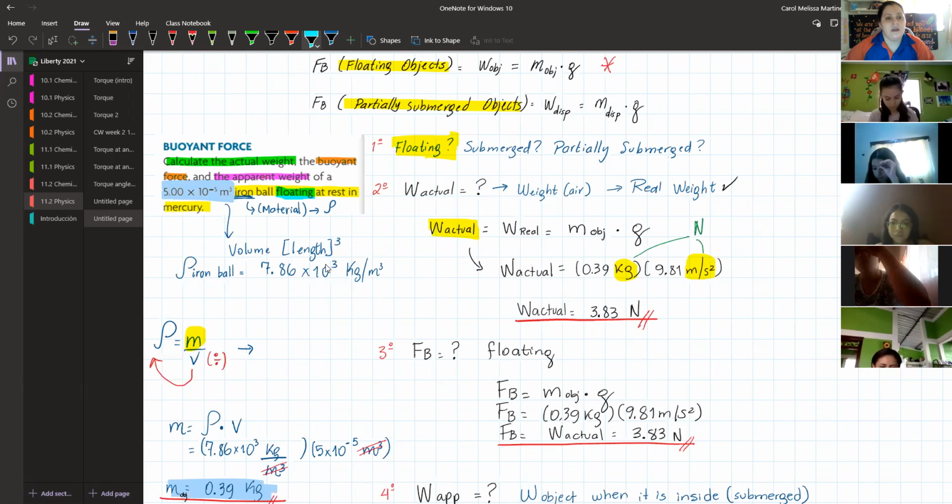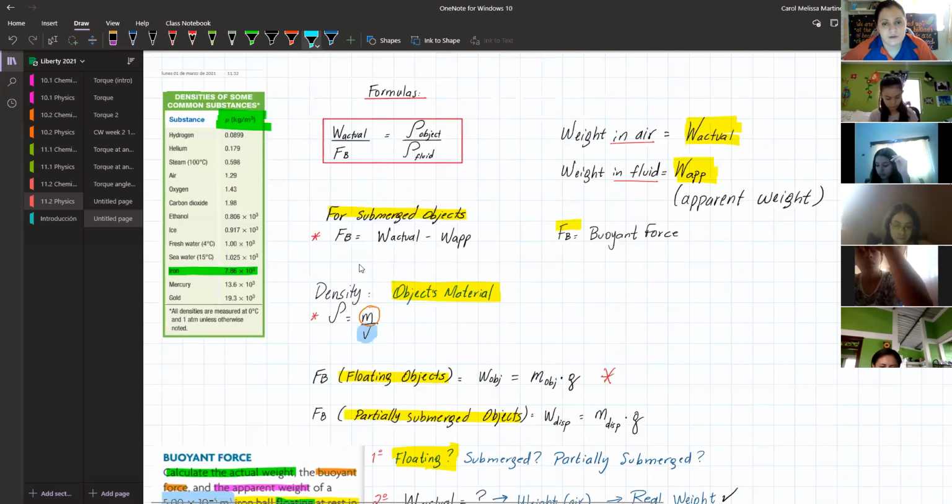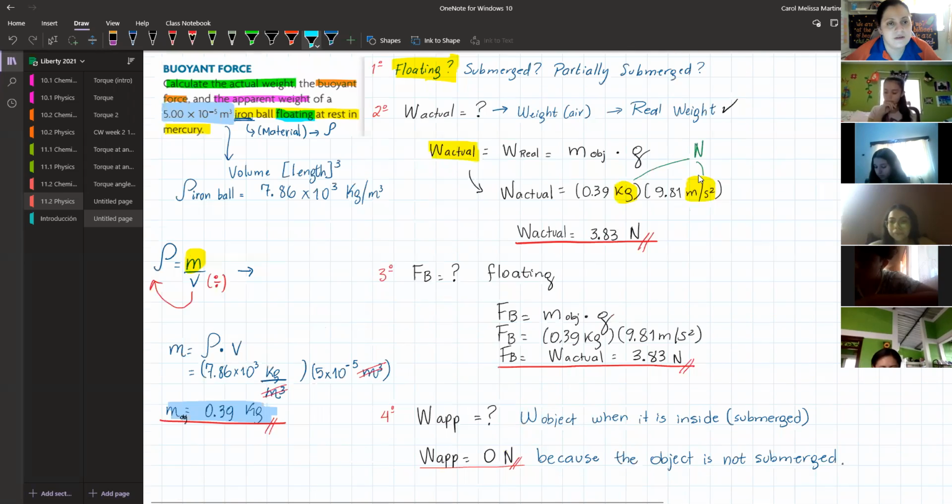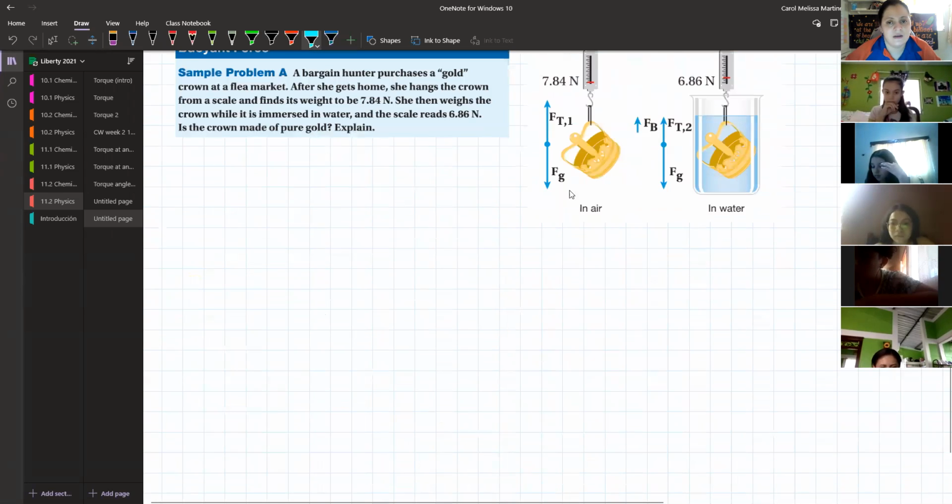So remember, WAP, the apparent weight, is only for submerged objects, okay? Only for submerged objects. If the object is floating, you don't need to consider it. And this is it for this exercise.